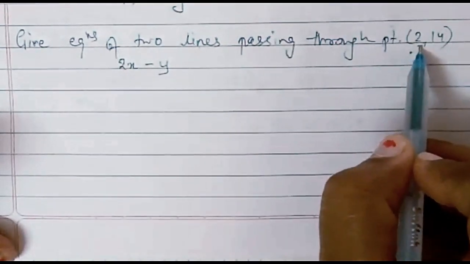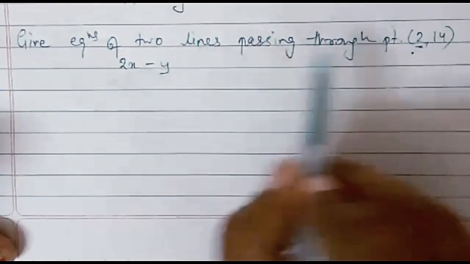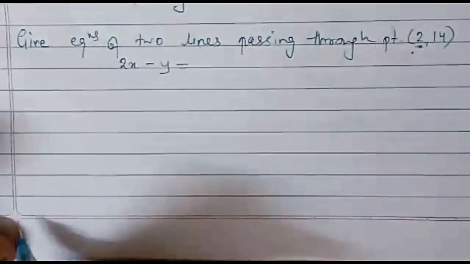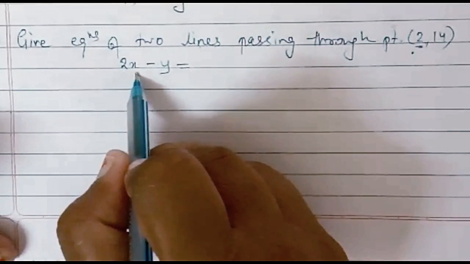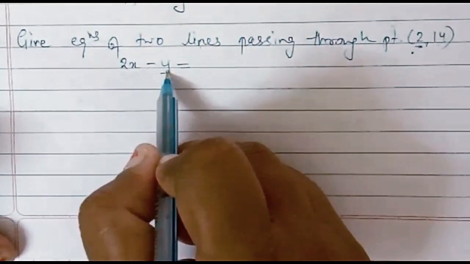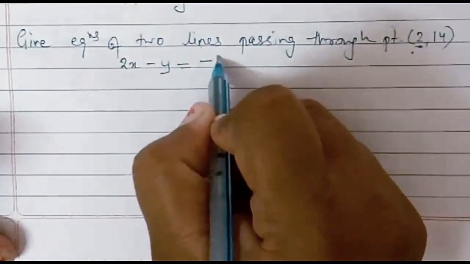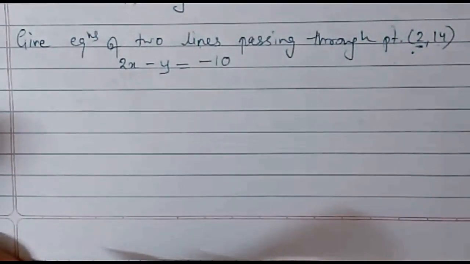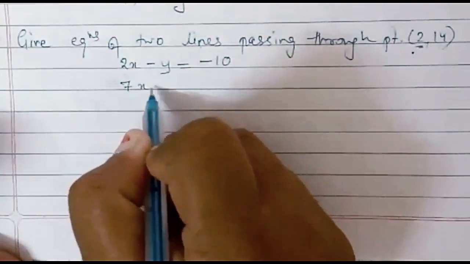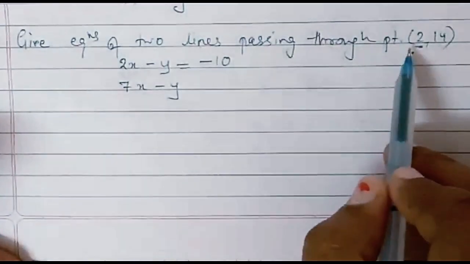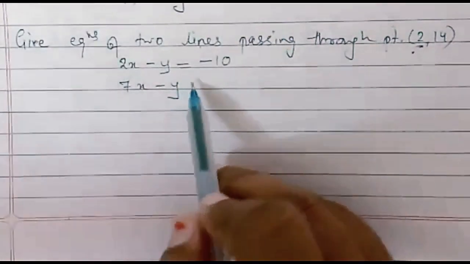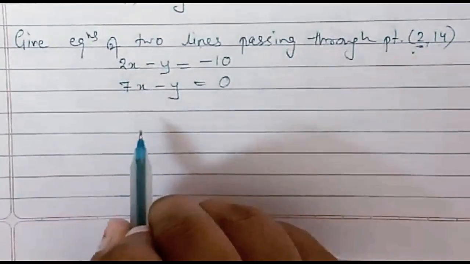So if I take the value of x to be 2 and y to be 14, I will get my desired answer. So 2 into 2 will be 4. 4 minus 14 will be minus 10. So this can be the equation of the first line. In this way, you may write many of the points. You can also write 7x minus y, right? So this will be a better answer. Please see, 7 into 2 is 14. 14 minus 14 is 0. So I will get the second equation.